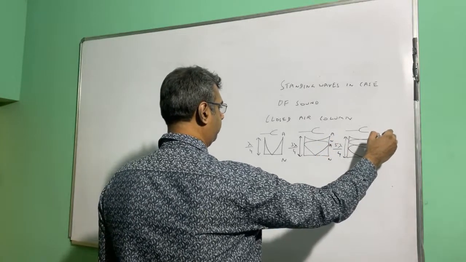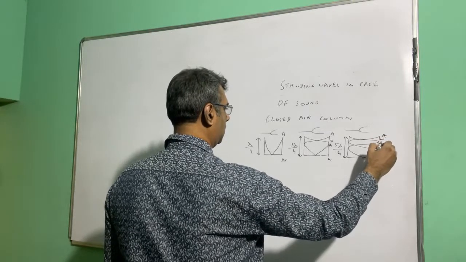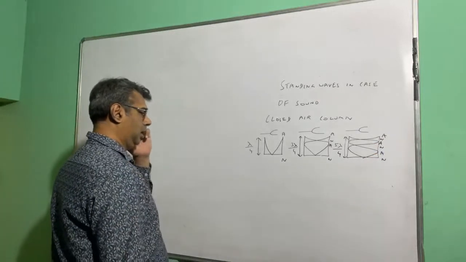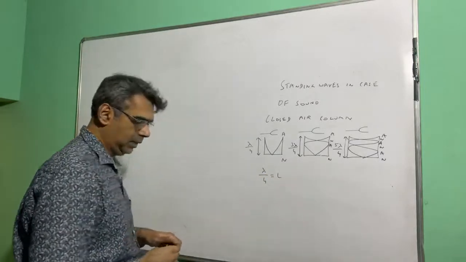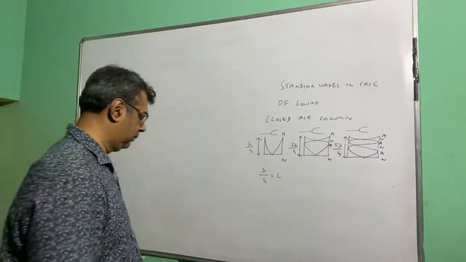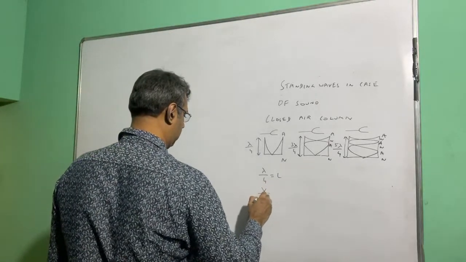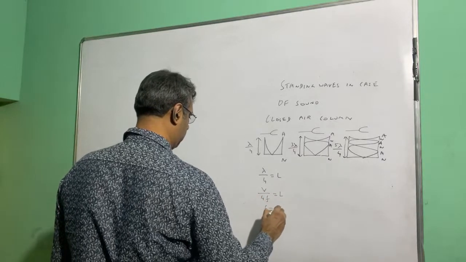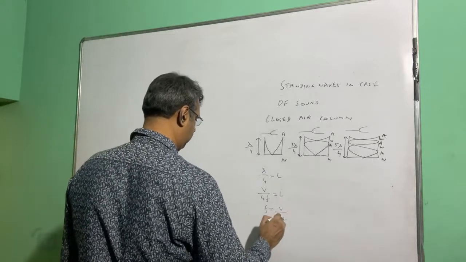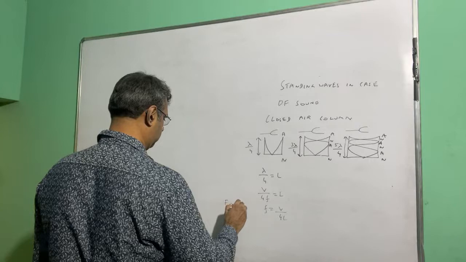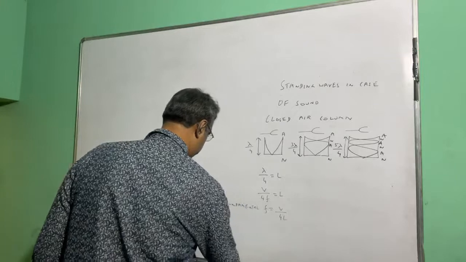In the third diagram, antinode, antinode, antinode, node, node, node. So the length of the air column is fixed. Let us say the length of the air column is L. So in the first diagram, lambda by 4 is L. So V by 4F is L. So F will be V by 4L. This is called fundamental.